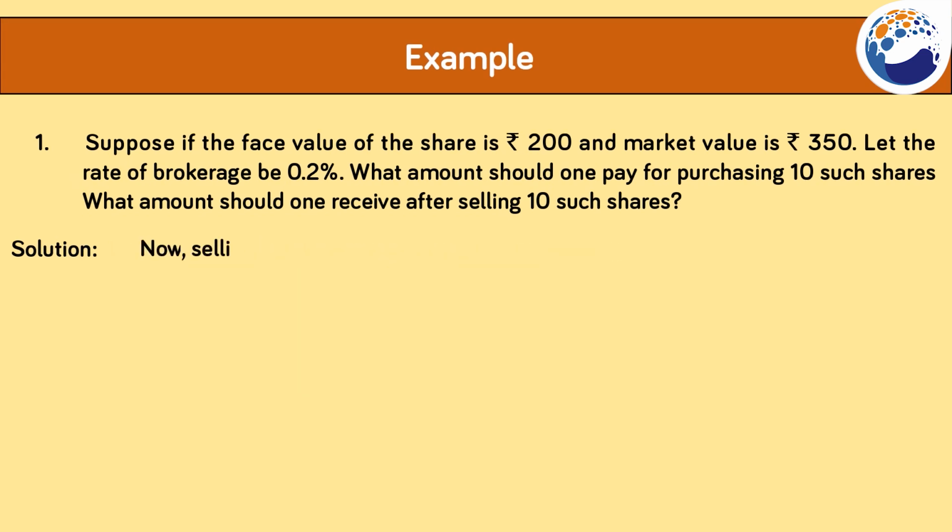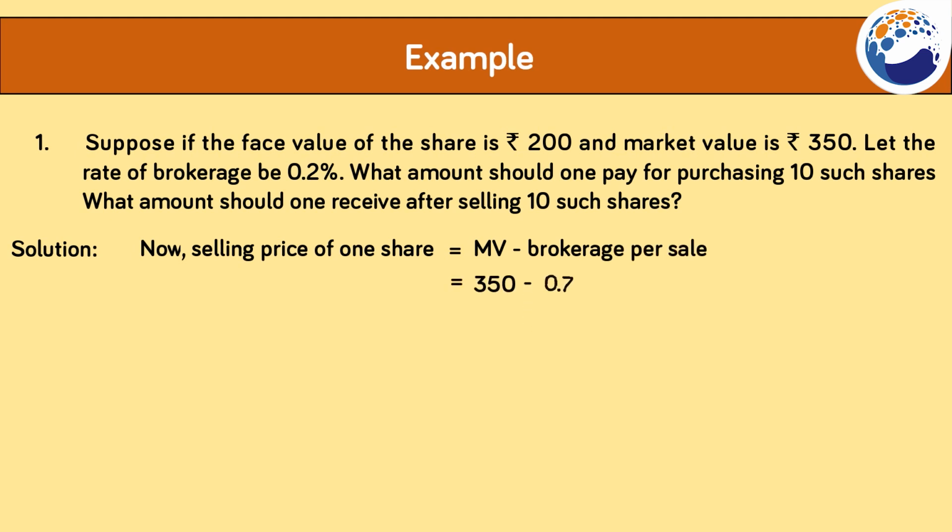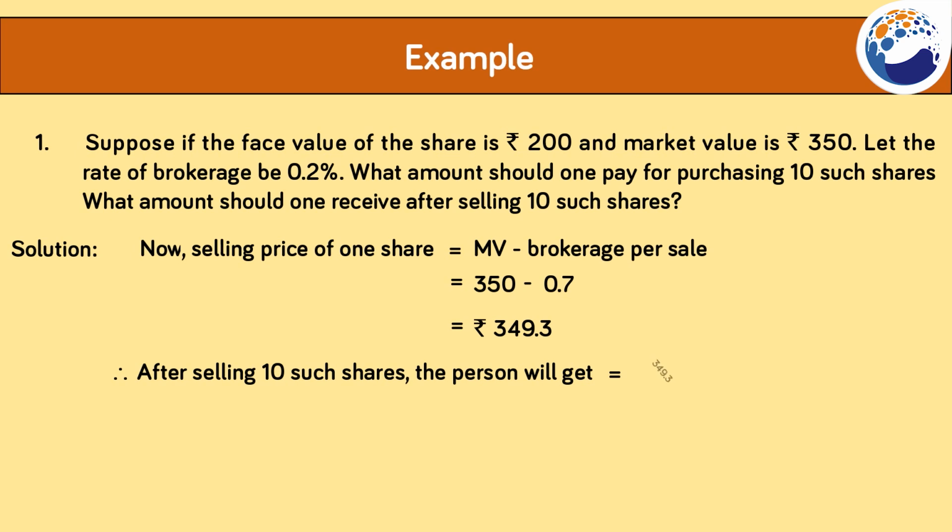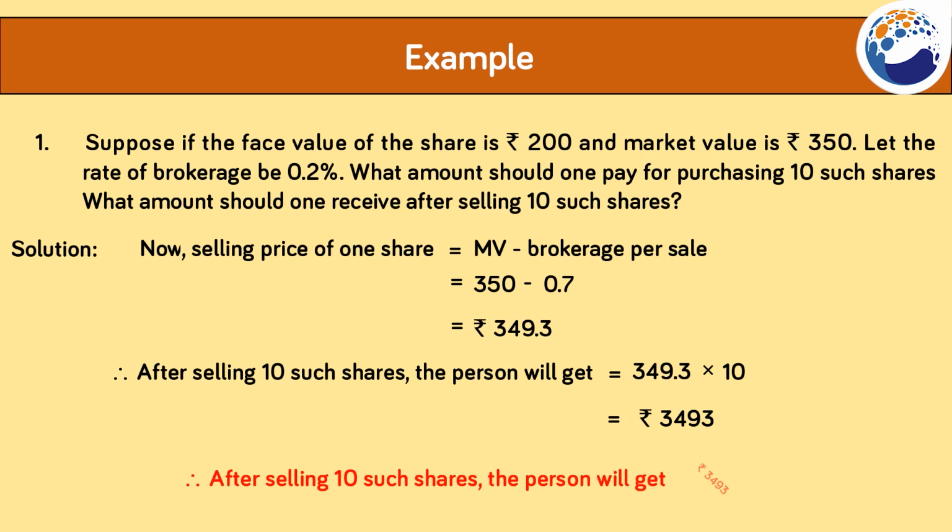Now, selling price of one share is equal to market value minus brokerage per share. That is equal to 350 minus 0.7 is equal to 349.3. Therefore, after selling 10 such shares, the person will get 349.3 into 10 is equal to rupees 3,493.